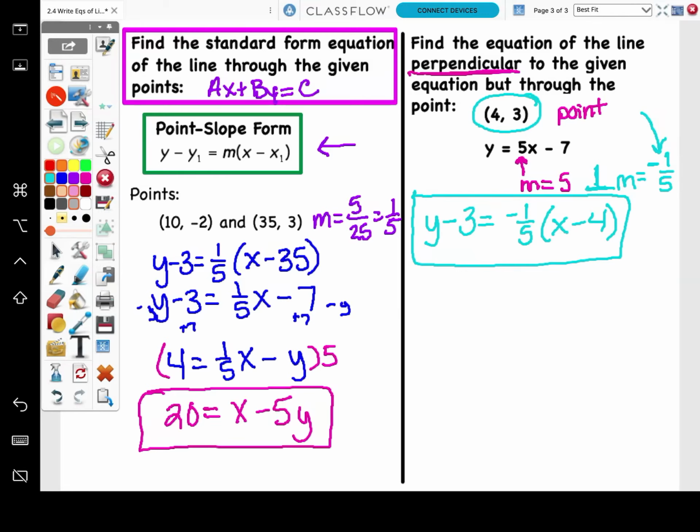Okay, if it specifies, then you have to do some algebra and rearrange, but if it doesn't, stop when you think you can. All right, let me know if you have any questions.